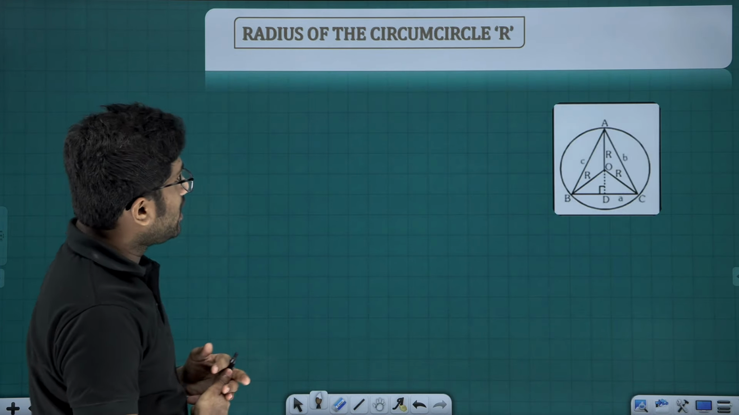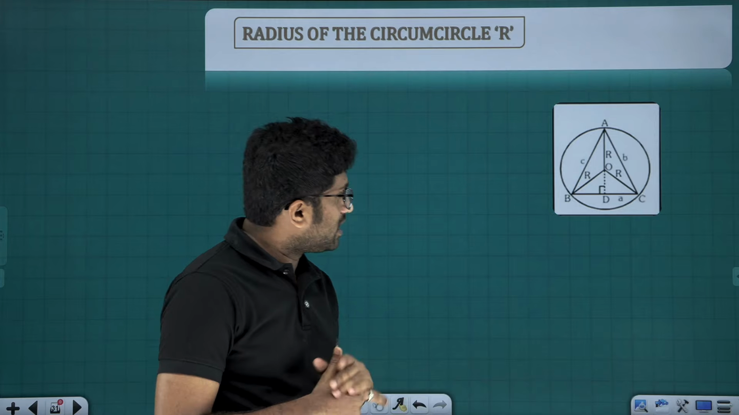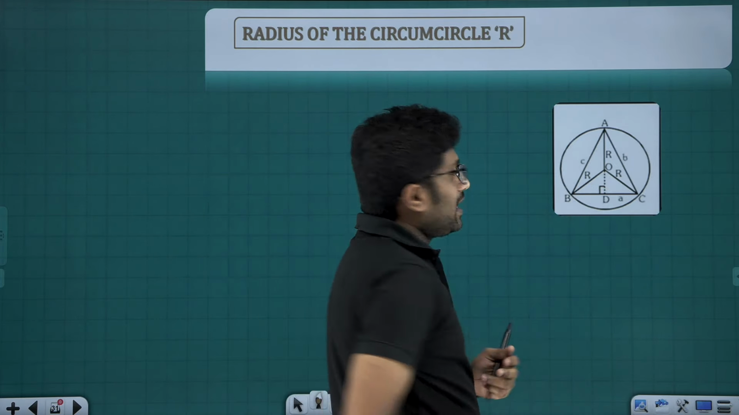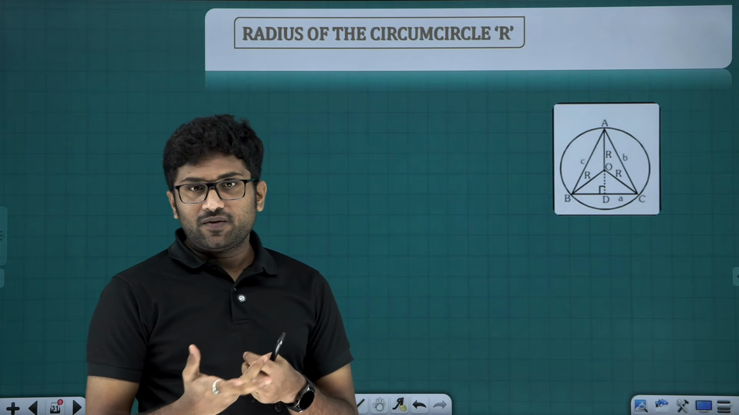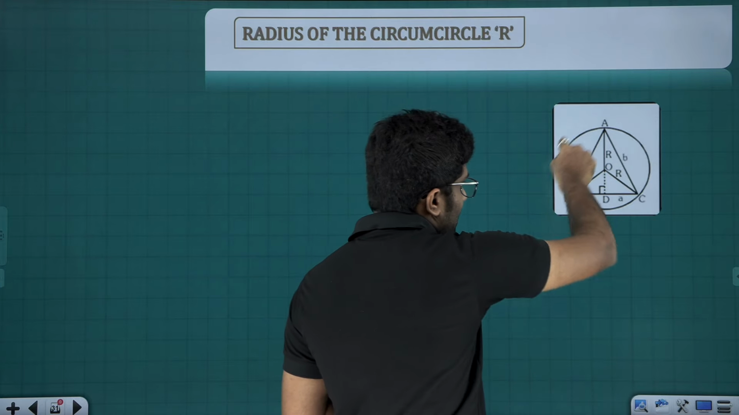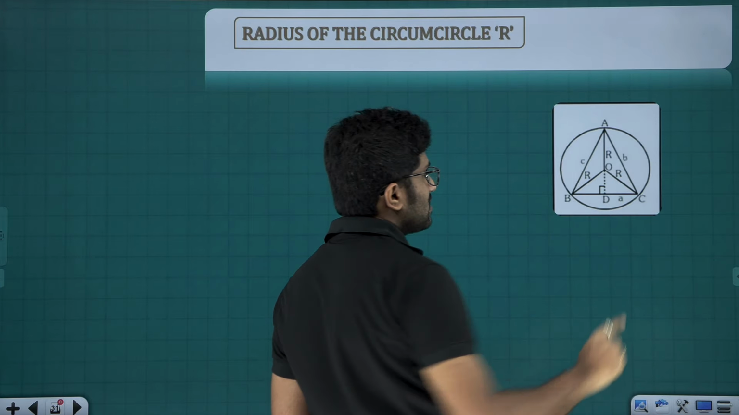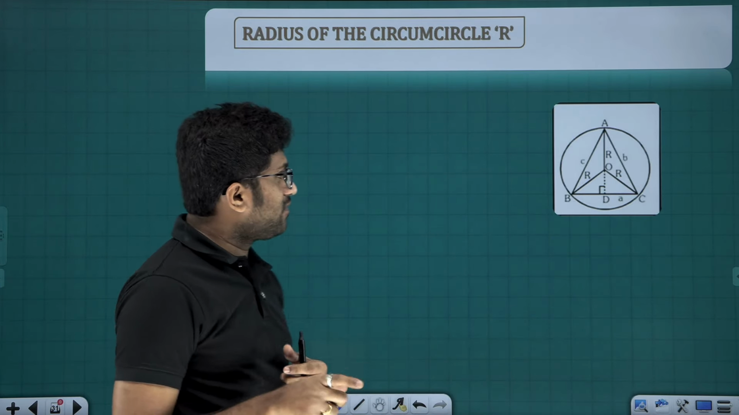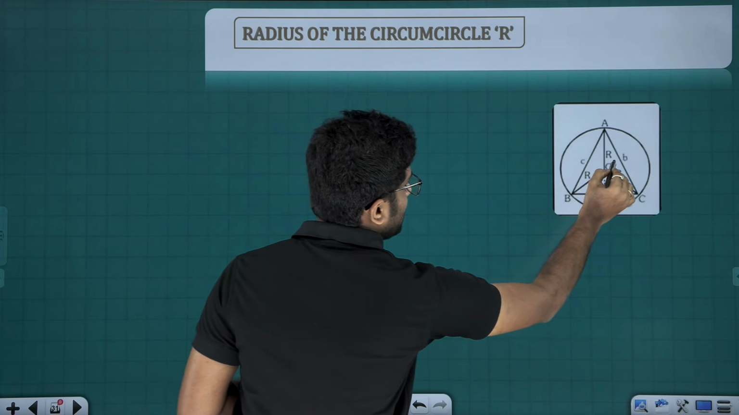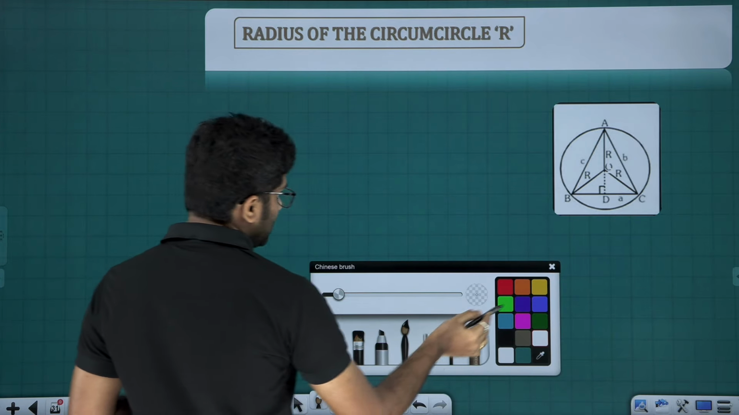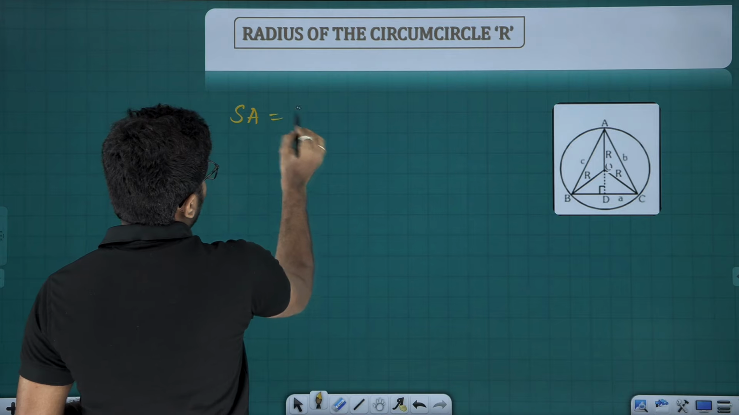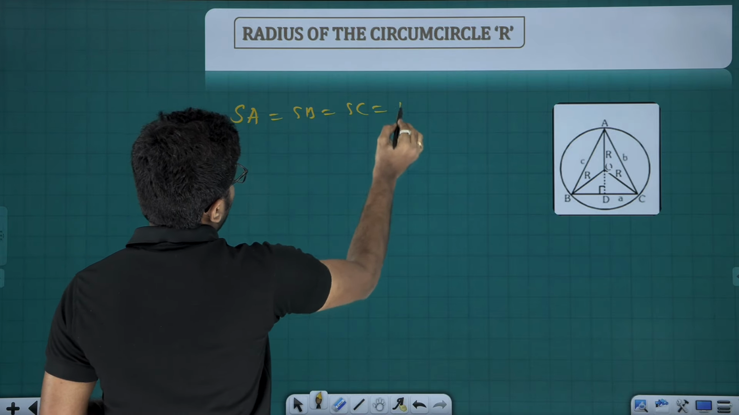Next, radius of the circumcircle. Generally, friends, circumcircle means a circle which passes through the vertices of the triangle. So the circle which is passing through vertices A, B, C is called the circumcircle, and the center of this circle is called the circumcenter. Generally we denote circumcenter with S. This is equidistant from all the three vertices. SA is equal to SB is equal to SC is equal to R.